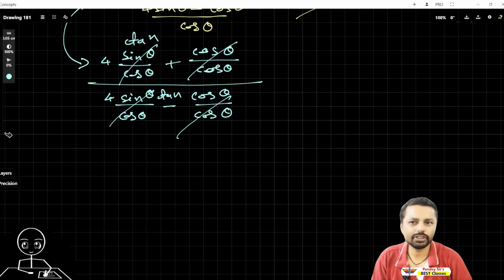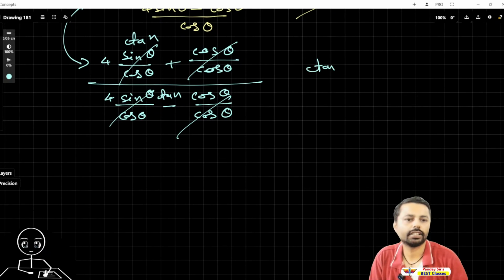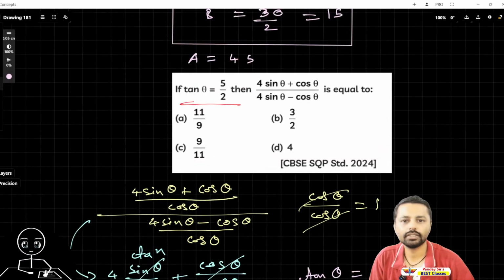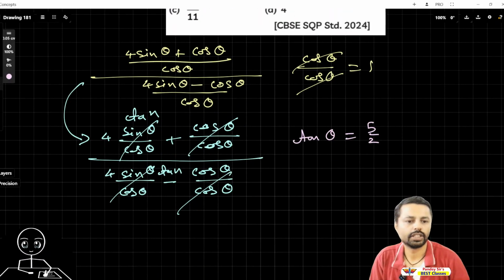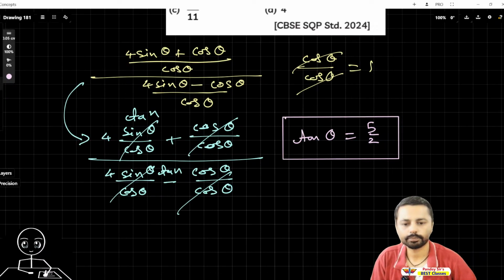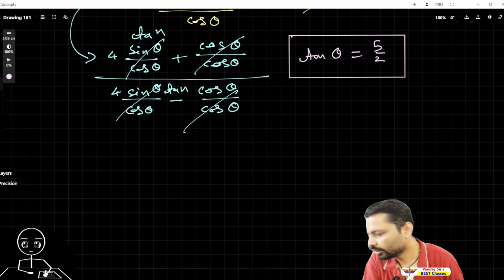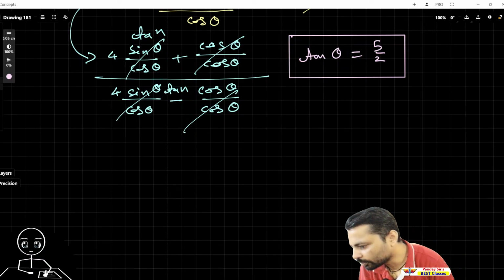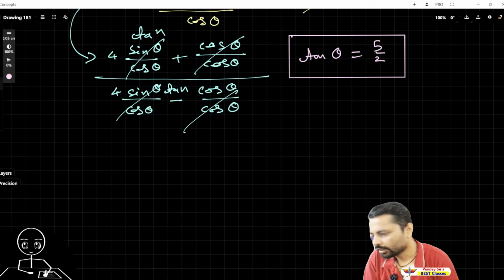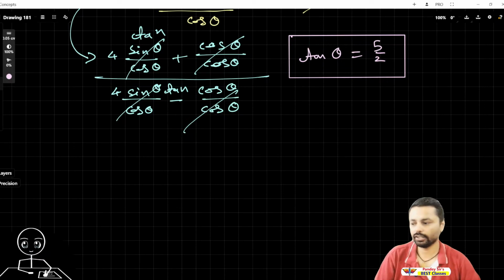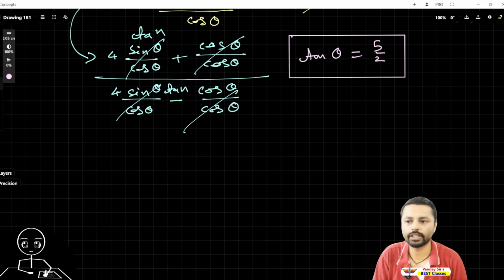So the question is almost done. First I'll write down tan theta equal to 5 by 2. I am just writing this for memory so that we will use it later. Anybody got it? Someone asks, sir, tomorrow is the exam, please give me PYQs. Yes, I am doing PYQs only. If you have another request, you can ask me. We'll do mostly PYQs.